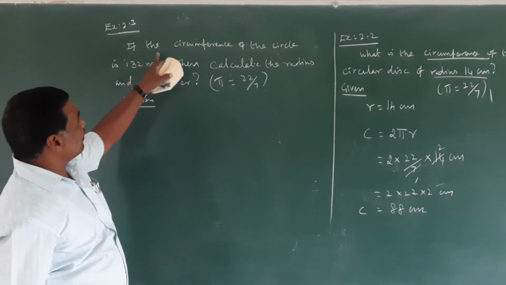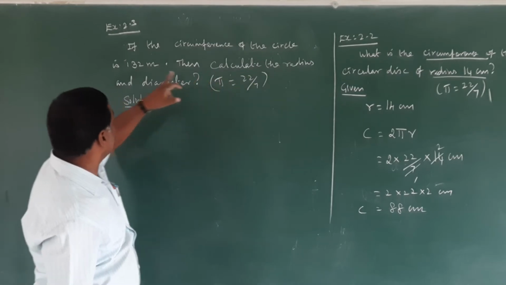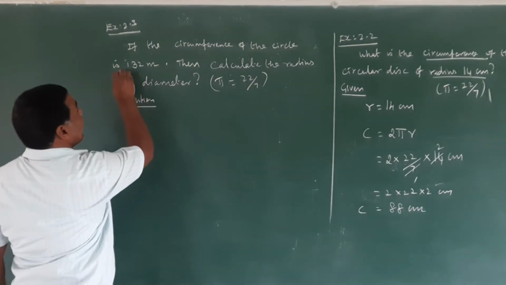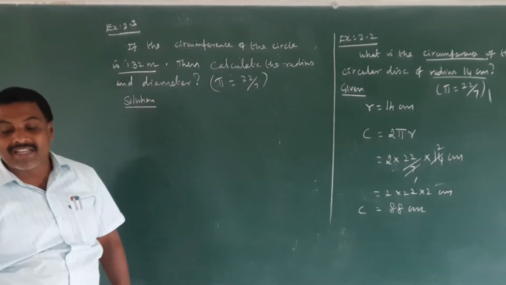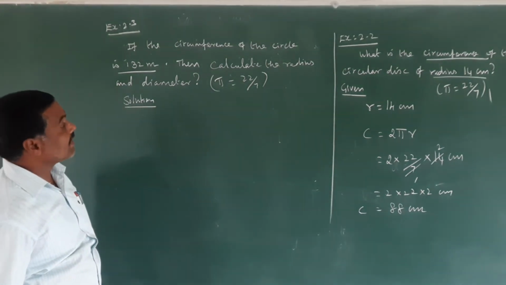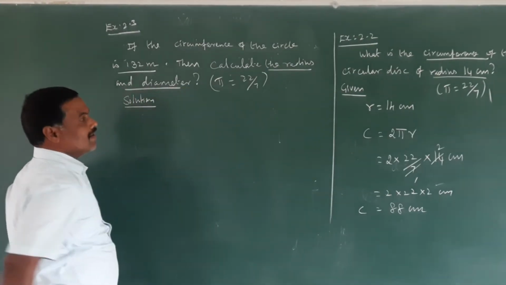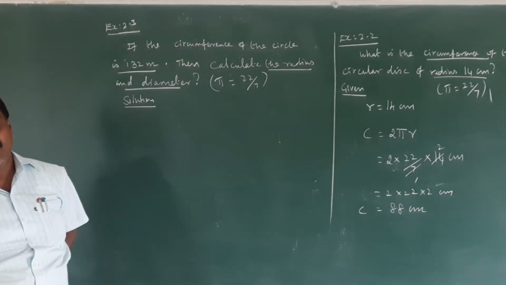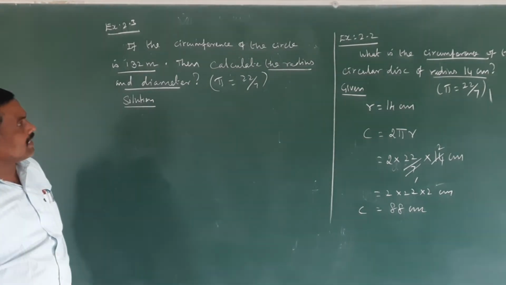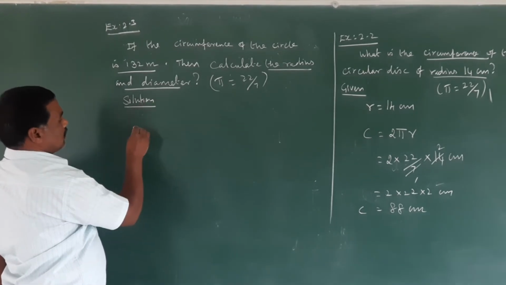Now read the first question. If the circumference of the circle is 132 meter, then calculate the radius and diameter. Now the circumference of the circle is equal to 132 meter.